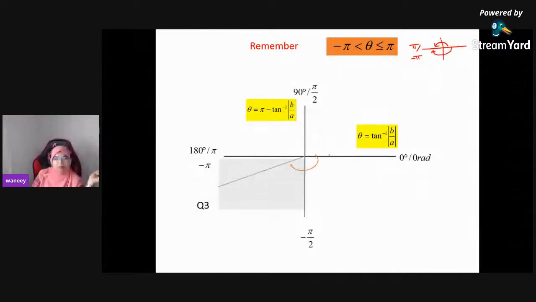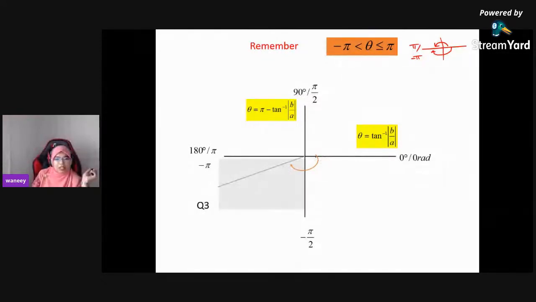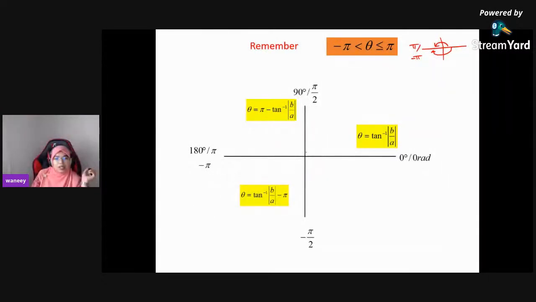So the theta starting from here, always remember to start from the positive real axis. From here up until there, that is our theta. The formula to calculate theta for this one is theta is equal to arctangent of b over a minus pi, because we want to make sure that the angle is negative. Do you realize this is pi minus arctangent of negative b over a, and this is arctangent of b over a minus pi. They are just the opposite of each other.